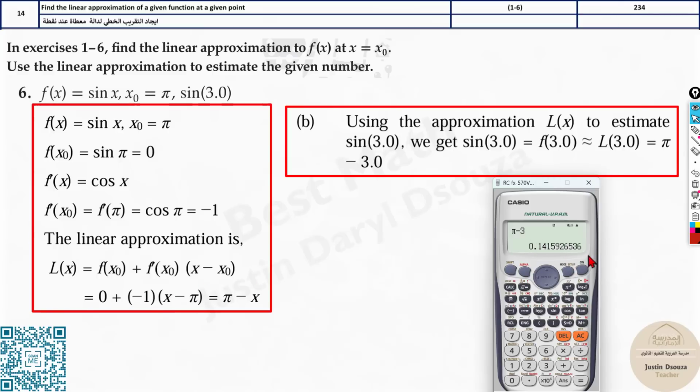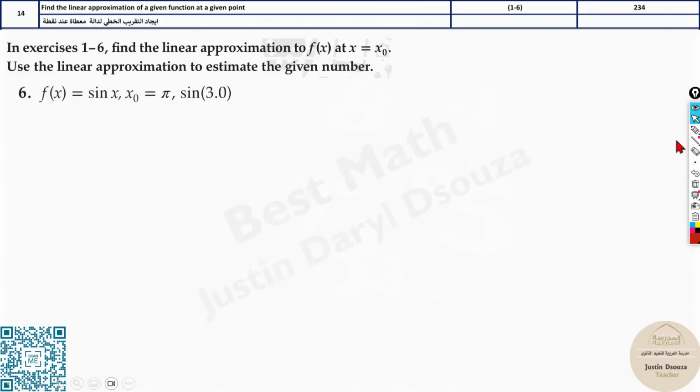But what do you do for the first part? Now let's solve it using the formula. Your linear approximation is given as f of x naught plus f prime of x naught multiplied by x minus x naught. So we need to find what x naught is. Now x naught is basically pi. That is how many degrees? You can consider in degrees as well. It's 180 degrees. So let me just substitute over here.